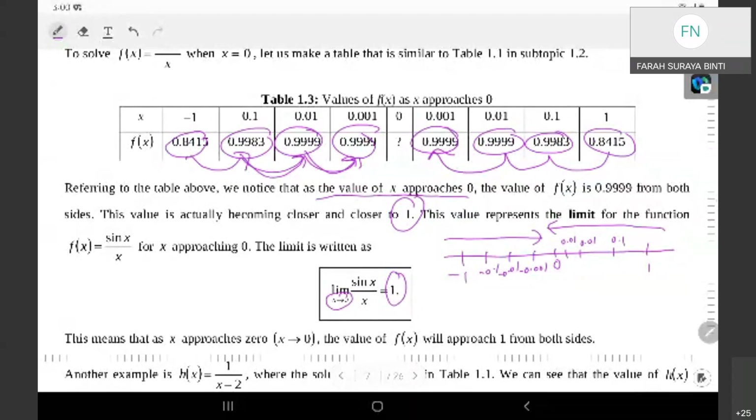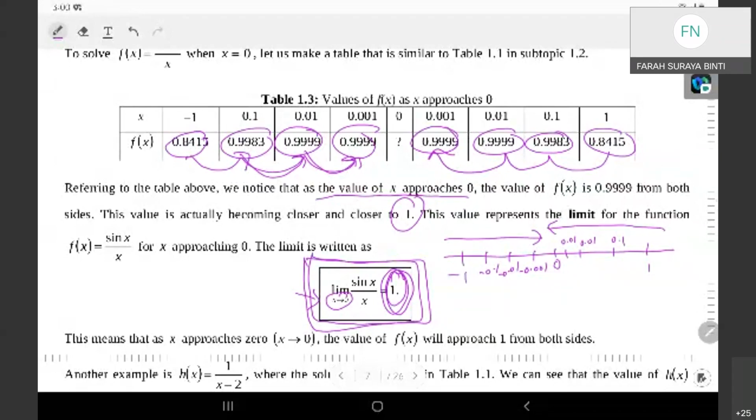Okay, kita dapat conclusion ni daripada table ni tadi. Awak boleh nampak semakin nilai x menghampiri 0 daripada sebelah kiri dengan sebelah kanan, nilai f of x dia akan menghampiri nombor 1. Sebab tu, ini adalah satu konsep iaitu awak kena hafal limit x tends to 0 for the function sin x divided by x is equal to 1. Okay, this means that as x approaches 0, the value of f of x will approach 1 from both sides.